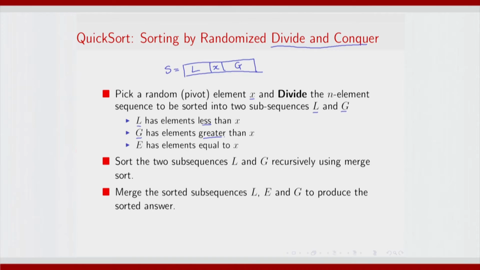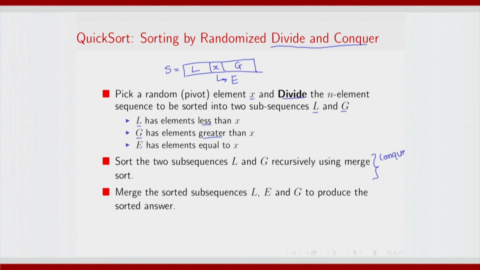Now optionally, if there are multiple elements equal to x, you might identify a band which comprises more than one element and you call it E. For the rest of this discussion we will assume that E has a single element, because whatever we discuss for a single element also holds for multiple elements. This comprises the divide part. What follows is conquer.